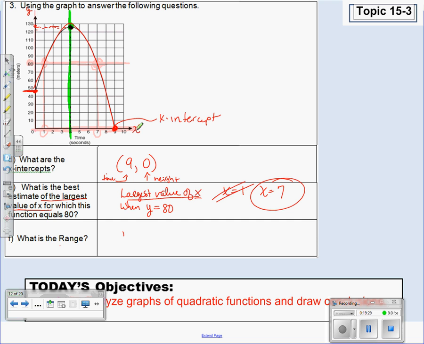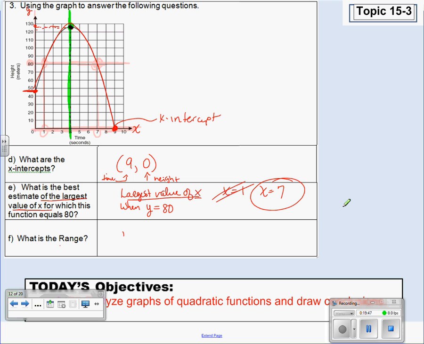Again, another type of question, instead of what's the largest value of x, that could be asked is, how many seconds does it take in order to reach a height of 80? 80 is our height. How many seconds would it take? Well, it would take 1 second, and it would take 7 seconds.